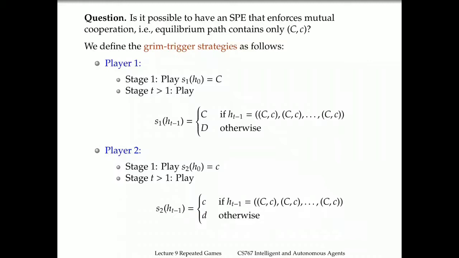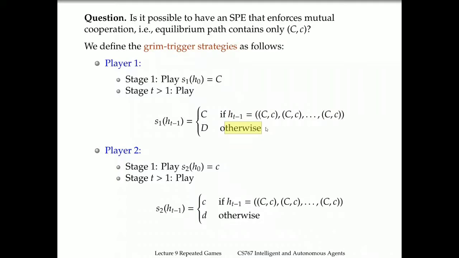This particular trigger strategy is called Grim Trigger. At the first stage, both players will choose to cooperate. Just look at player 1. Player 1's strategy at the first stage is just to cooperate. And at every later stage, the player will still choose to cooperate if the history developed so far has always been mutual cooperation, so every earlier stage we see CC, both players cooperating with each other. In this case, because everything goes smoothly, the first player will just continue to cooperate.